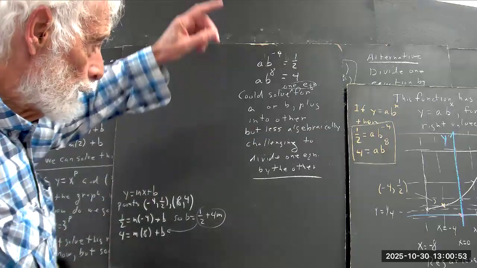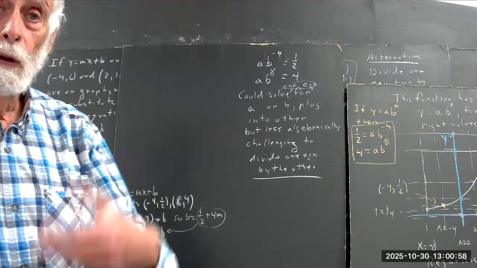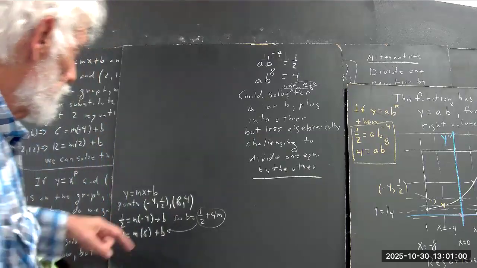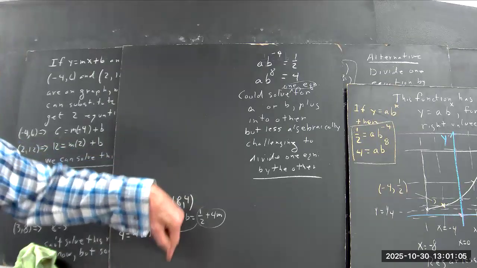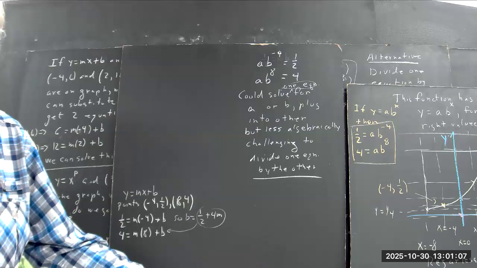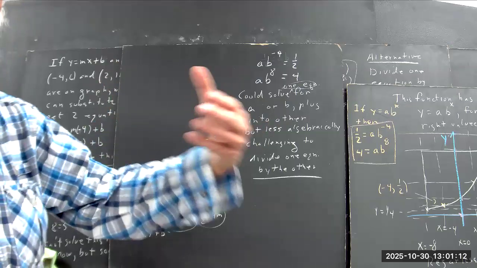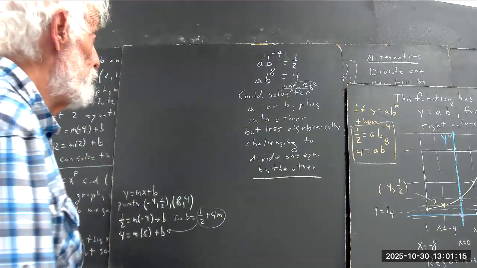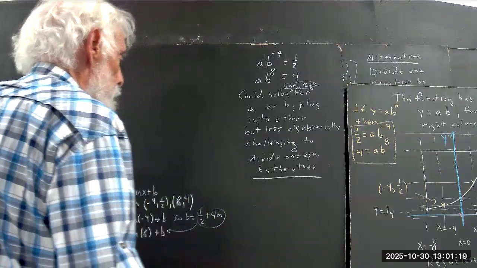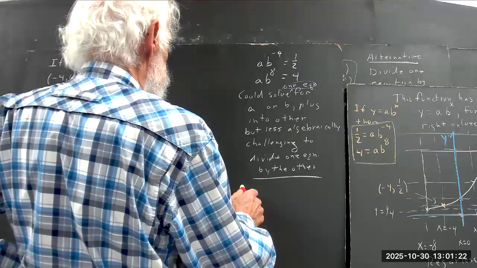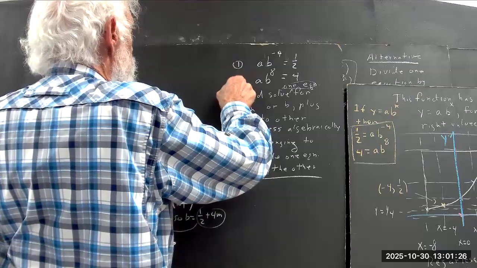I'm saying it's less algebraically challenging to divide one equation by the other. That will eliminate a variable, just as solving this equation for b and plugging in here would eliminate the b variable and allow us to solve for m. And then, of course, once we solve for m, we can plug that into either equation and solve for b. So we're going to do that. I'll number these equations 1 and 2.